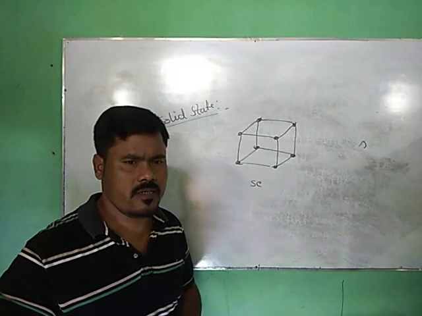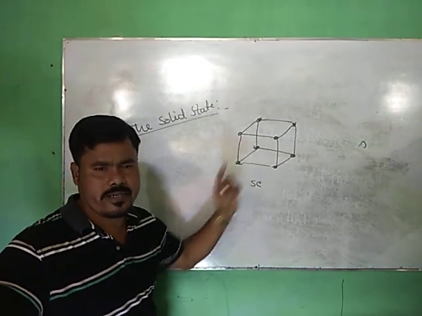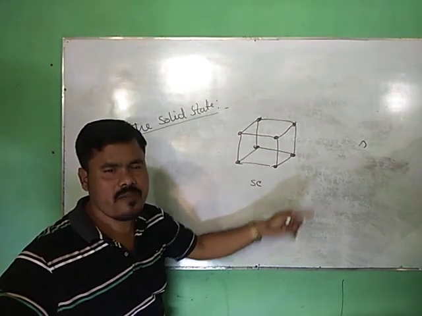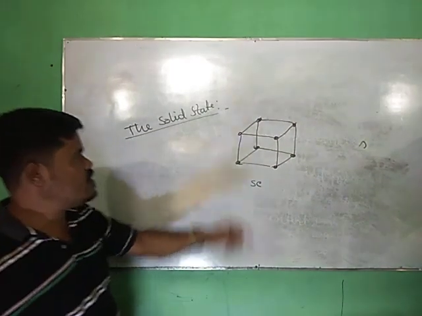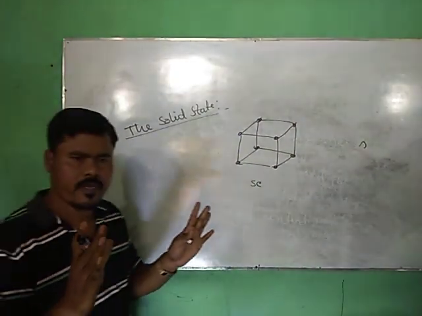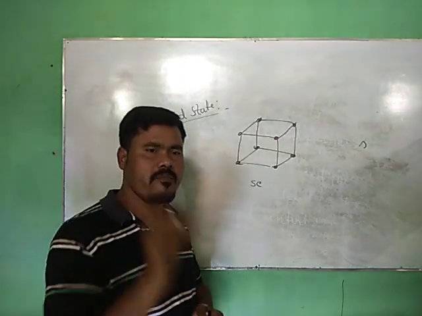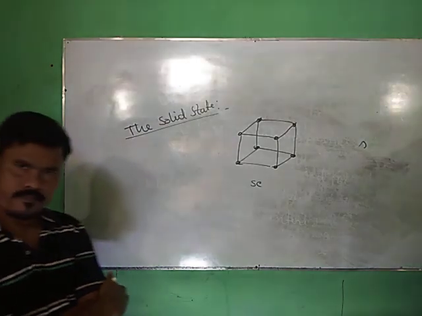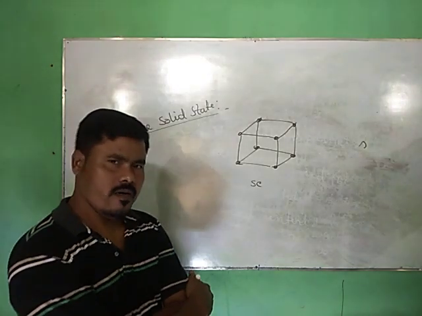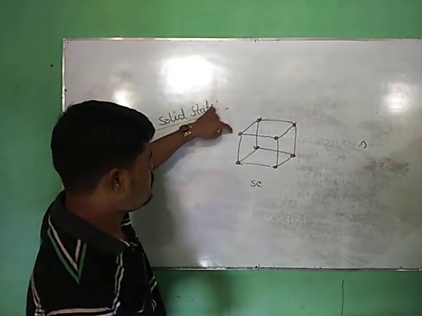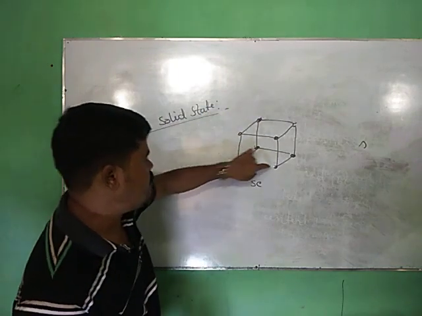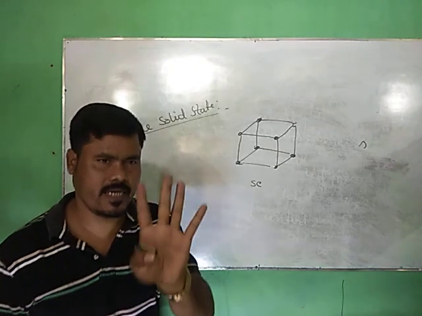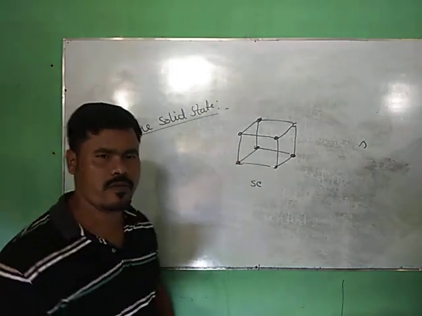In a simple unit cell, how many lattice sites or lattice points are there? Count: 1, 2, 3, 4, 5, 6, 7, 8. There are 8 lattice points, lattice sites, in a simple cubic unit cell.